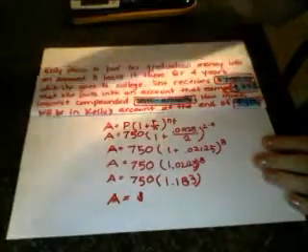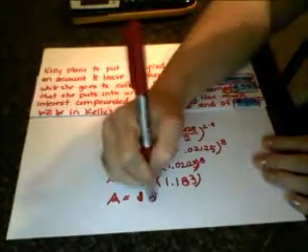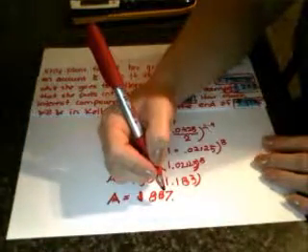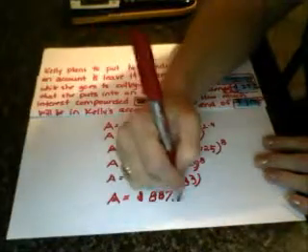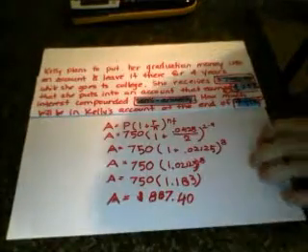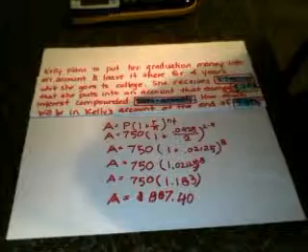Now I am going to put my dollar sign here because we're talking about money, $887. And it says 0.396, but since we're talking about money, I'll round. So that would be 40 cents. $887.40.